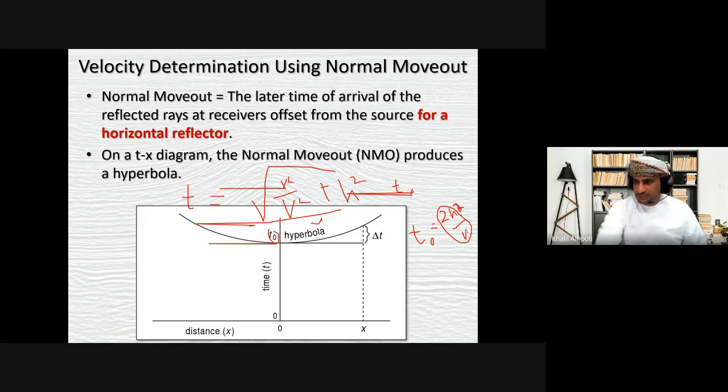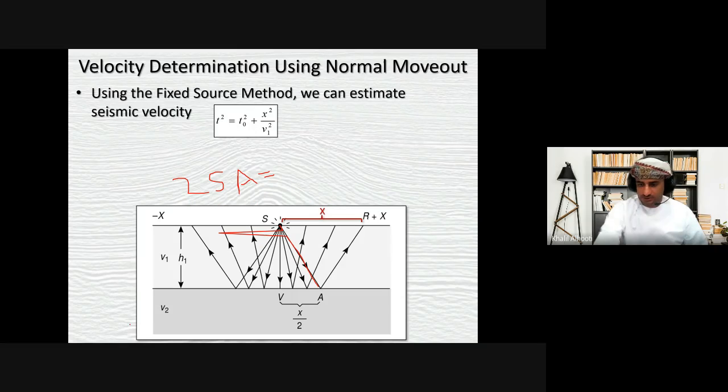This is the v time of, that's how you get the velocity of the first layer. So the velocity here, the time here is a function of x and a function of velocity as well. So it's a function of x, a function of velocity. So let me delete everything.